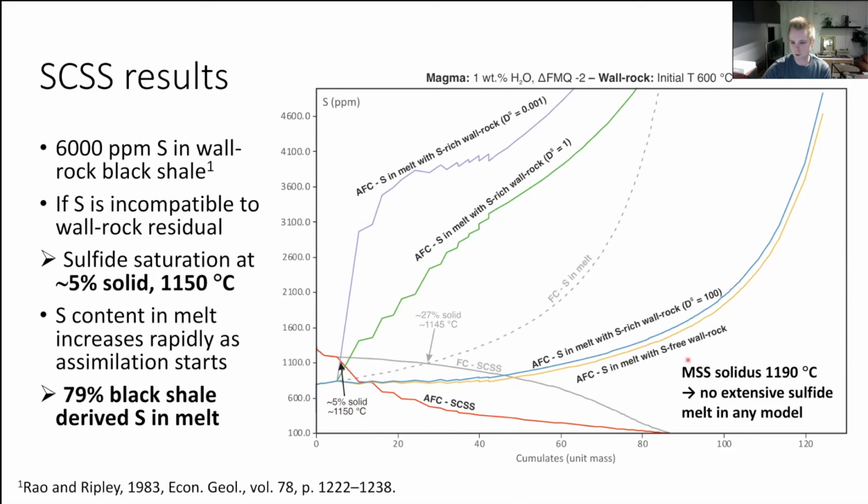And something to point out here is that the monosulfide solid solution solidus is about 1190 degrees Celsius. So in any of these models, sulfide melt cannot form in the magma, not in the fractional crystallization nor in the AFC models. But I'd just like to say that this has been done now with the pure FeS system and might be slightly different when we add copper and nickel to the mixture.